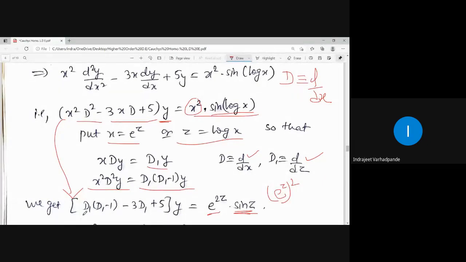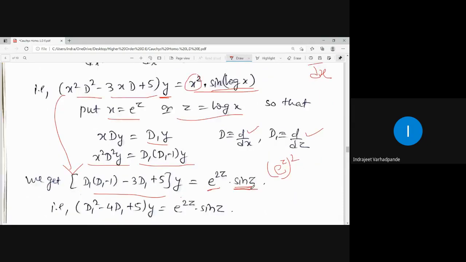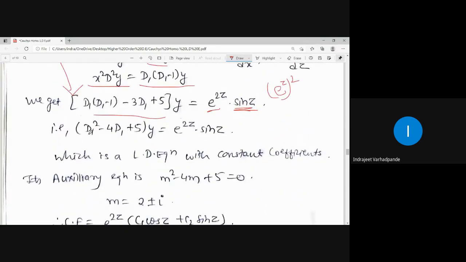D1 into D1 minus 1, minus 3D1 plus 5, whole multiplied by y, is equal to e to the power 2z into sine z. So D1 square minus 4D1 plus 5, whole multiplied by y, is equal to this. Get the roots.